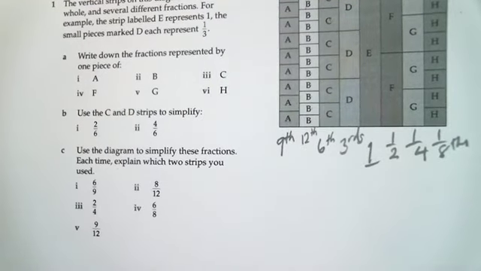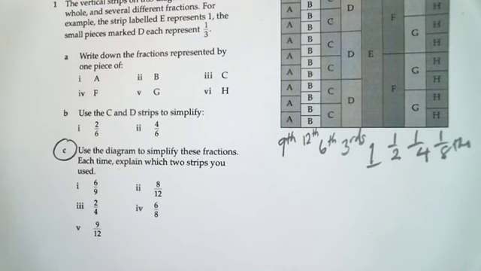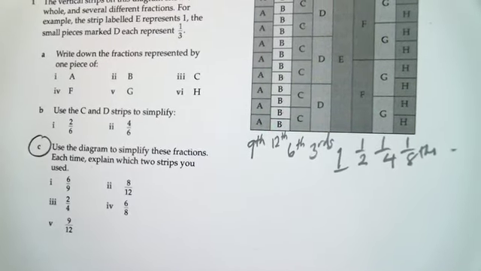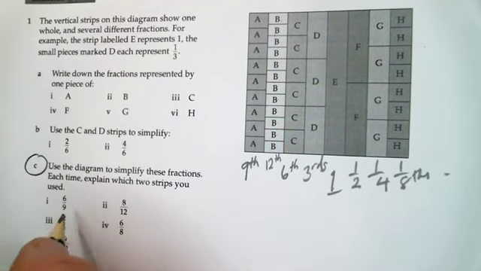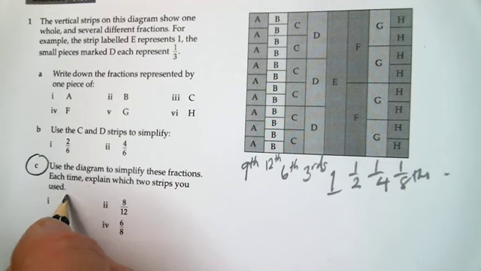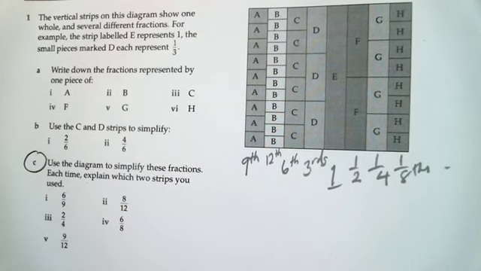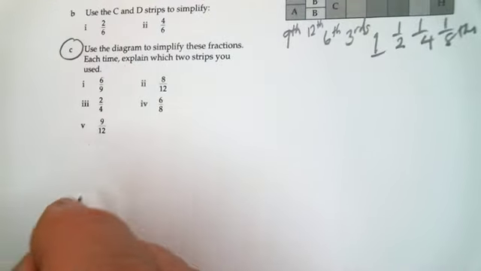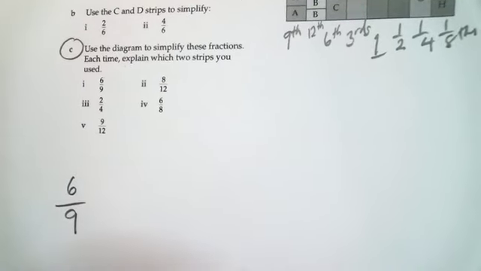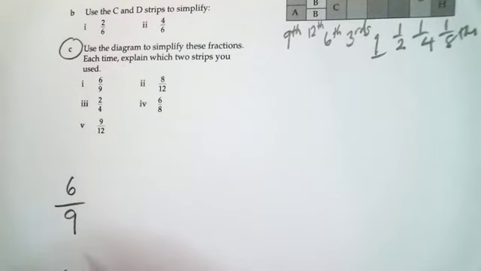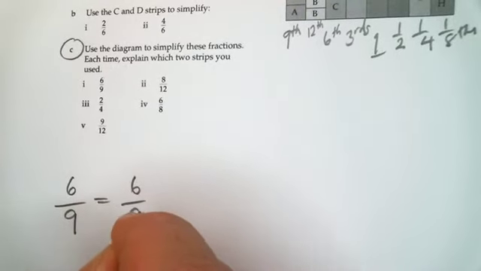So, we're going to have a look at question 1c, and it says, use a diagram to simplify these fractions. And really what this is asking you to do is to think about these fractions a different way. Well, we could simplify 6 and 9 by asking, what's common to 6 and 9? Well, if I write it down here, 6 ninths, we know that 3 is the highest common factor for both. And if I divided both by the highest common factor, here's my 6 ninths.